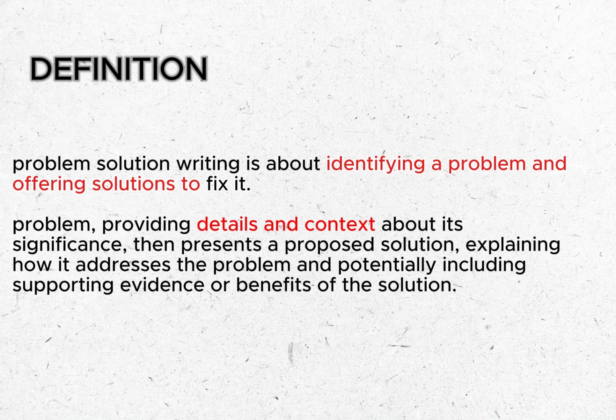Problem solution. Definition. Problem solution writing is all about identifying a problem and offering a solution to fix it. Problem, providing detail and context about its significance, then present a proposed solution, explaining how it addresses the problem and potentially including supporting evidence or benefit of the solution. You might have done this before, but let's break it down into a structure that makes your reader say, wow, that makes sense.